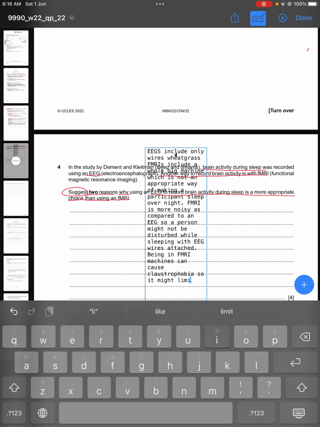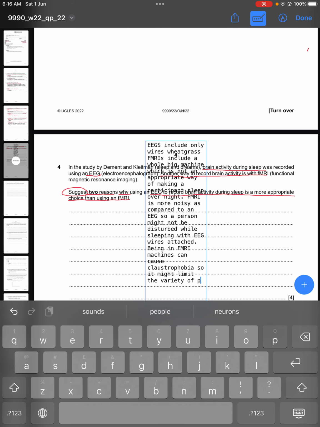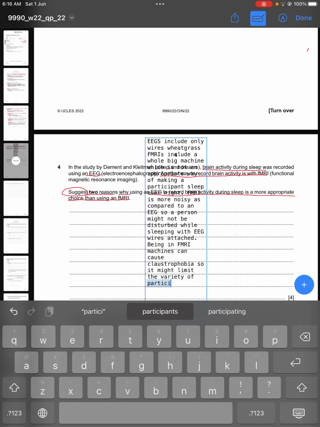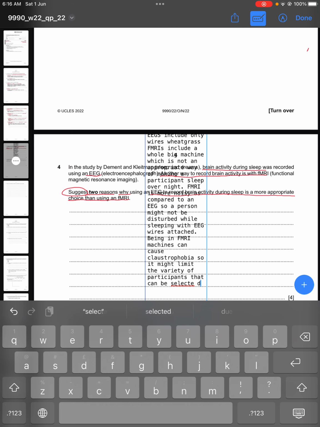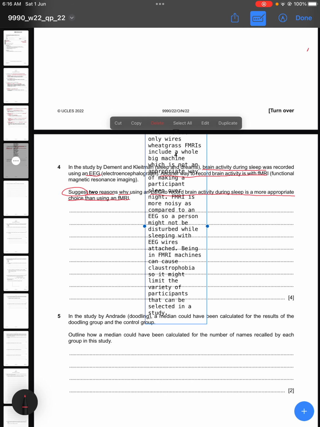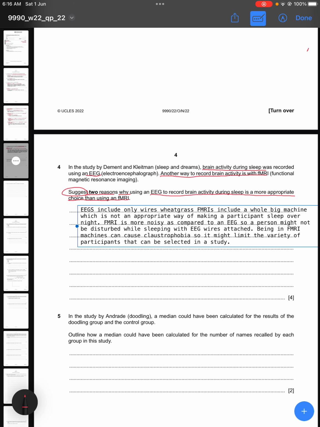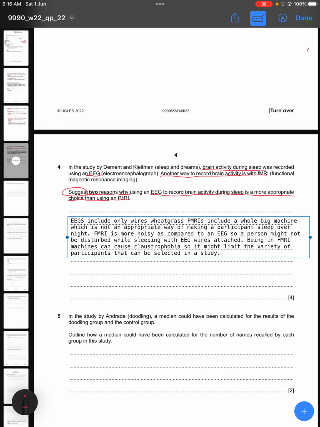So it might limit the variety of participants that can be selected in a study, because only the participants who do not go through or suffer from claustrophobia could have been selected for this study, and the rest would have been excluded.